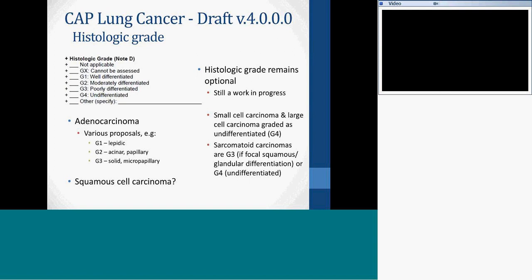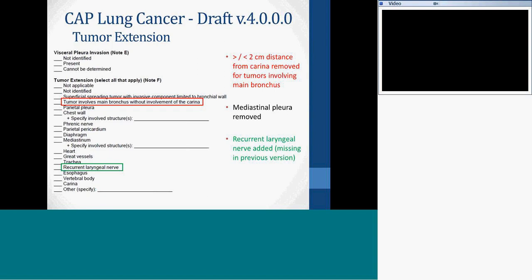So, tumor extension fields: the visceral pleural invasion field hasn't changed. The tumor extension fields have changed minimally. As I mentioned, the greater than or less than 2 centimeter distance from carina classification was removed for tumors invading the main stem bronchus. Note that this is without involvement of the carina, because carinal invasion remains a separate field. The recurrent laryngeal nerve has always been part of the 7th edition TNM classification, but was missed in previous versions of the protocol, so it's been added in this draft. And for pleura, I think it was felt that this was sometimes difficult to identify or delineate, and that field has been removed.